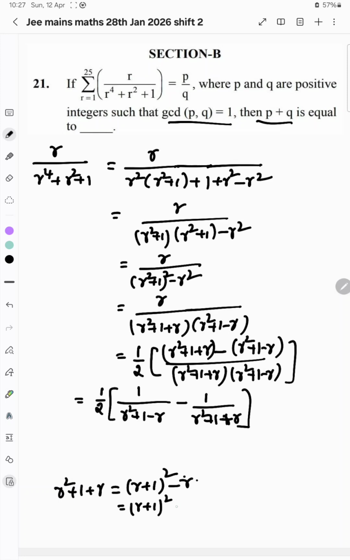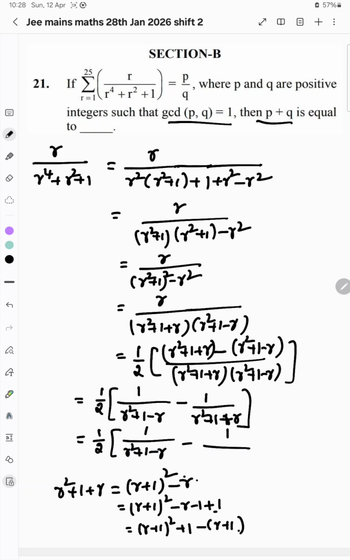Now this is the one I am writing again, r plus 1 whole square. In terms of r plus 1 only we want to get it, so minus 1 plus 1 we can do now. So what happened? r plus 1 whole square, this plus 1 I am writing as it is, and from this, minus r plus 1, right? So the entire thing we can write like this, 1 by 2 of 1 by this term as it is, minus, now r square plus 1 plus r we can also write like this: r plus 1 whole square plus 1 minus of r plus 1.